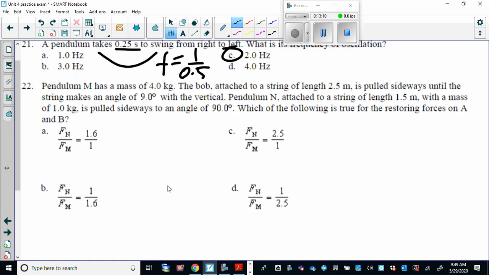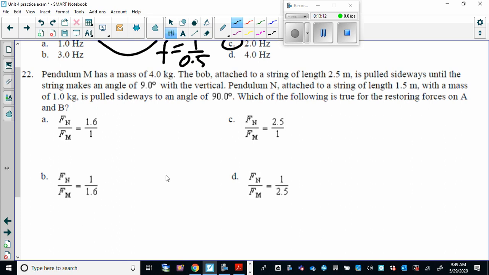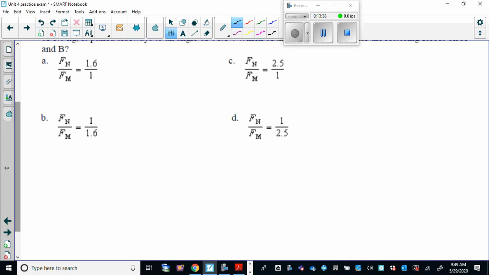This one, though, we'll need to spend a little bit of time on. Pendulum M has a mass of 4, with a bob attached, and is pulled sideways to make an angle of 9 degrees with the vertical. Pendulum N has a 1.5 length of string, has a mass of 1, and is pulled to an angle of 90 degrees. Which of the following is true for the restoring forces? This is similar to one of the earlier questions too, except they just want the ratio. So remember that this is the restoring force.